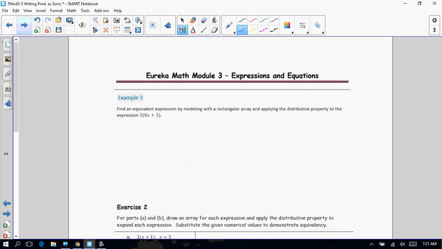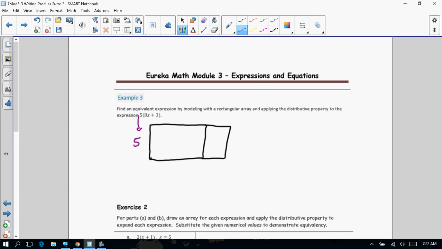So, example 3. Find an expression by modeling with a rectangular array and applying the distributive property to the expression 5 times 8x plus 3. Okay, so I'm going to do it in the second method that I just showed you. All right, so I'm going to draw myself a rectangle with a piece added on because I know that I've got this addition. The 5, I'm going to make be my side over here.